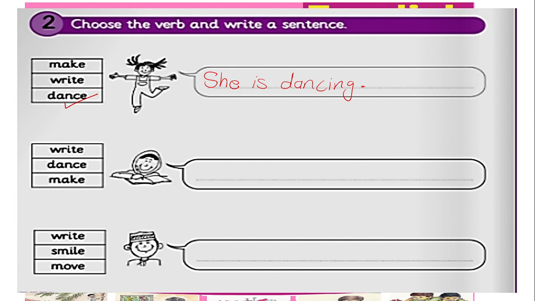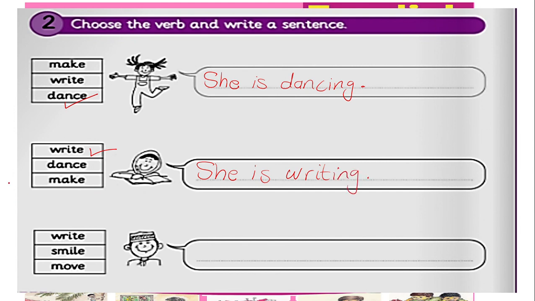Now, let us look at picture number 2. Look at this girl. What is the correct verb? Write, dance, or make? Very good. The correct verb is write. So, what is the subject here? Also, I'm talking about a girl. That means she. The verb to be is is. She is writing. She is writing.